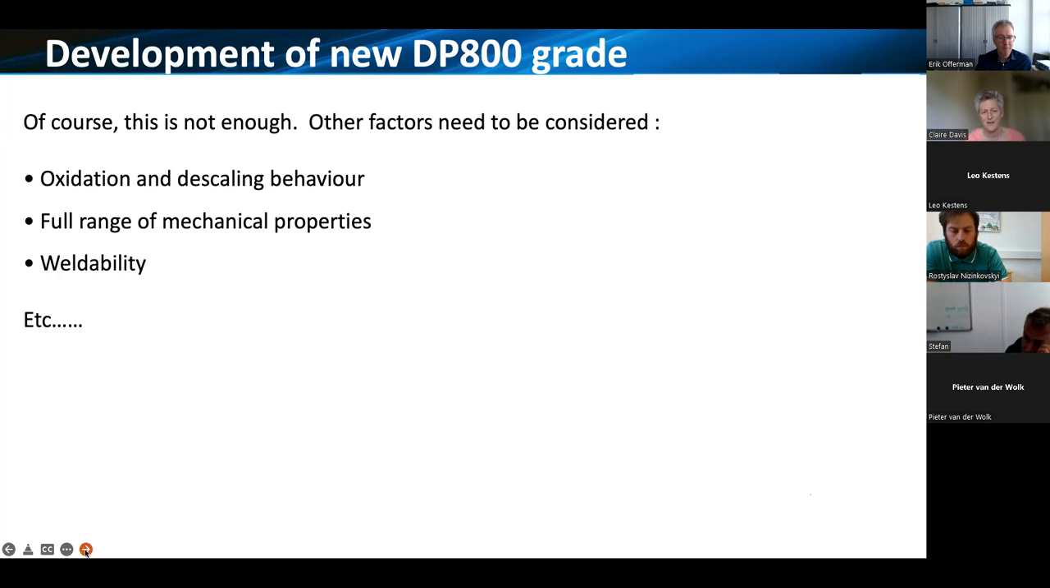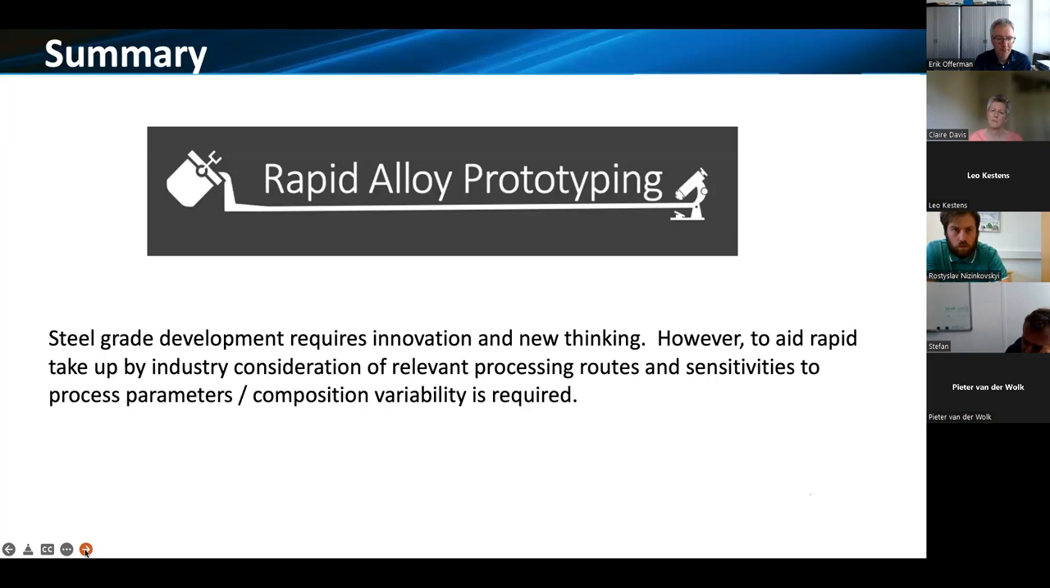So it's always a little bit more complicated than you would hope when you sit down and try and develop something afresh. But I hope what I've shown is that the use of rapid alloy prototyping coupled with modeling and simulation allows us to do that innovation and thinking. And I've tried to pick out one example to illustrate the process, and there are lots of other examples that we've done. There's lots of really good examples from other labs across Europe, across the world.